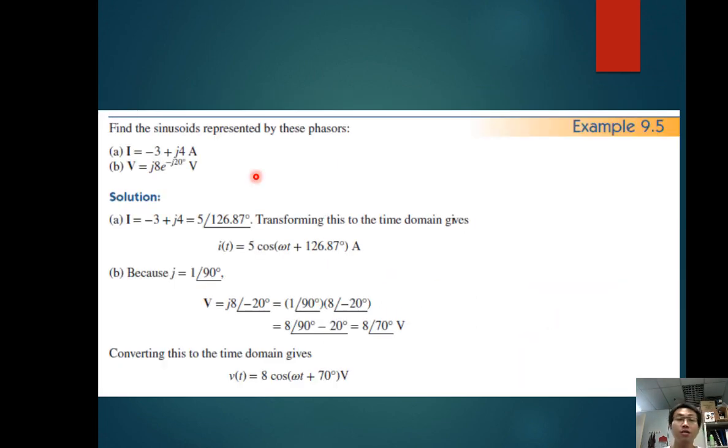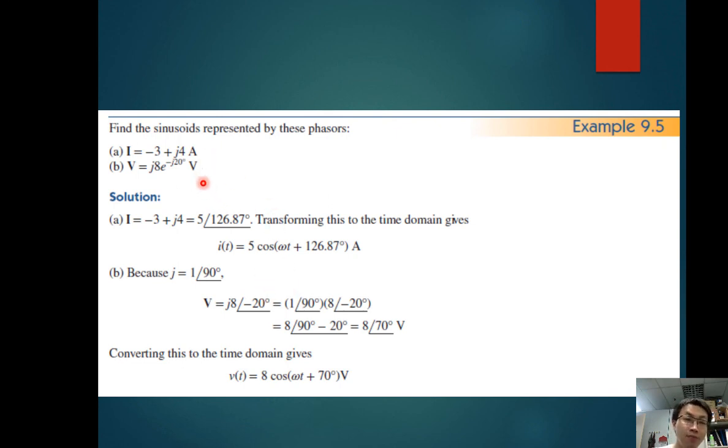For another example, we want to find a sinusoid represented by this phasor. That means we want to convert this phasor into an instantaneous sinusoid. So I equals negative 3 plus j4, we can put it in polar form like this. Use a calculator. Then we can transform to the time domain. So I copy 5. I remember it's the time domain, so we need to have a time. I copy 5. Angle is cos, 126.87 I copy. Then I know that I need to input omega t plus. Okay? This is so easy.